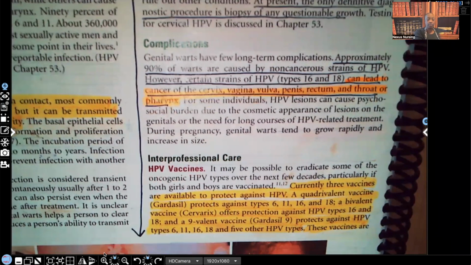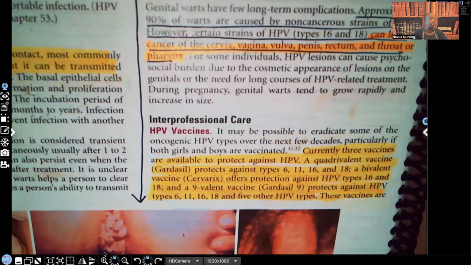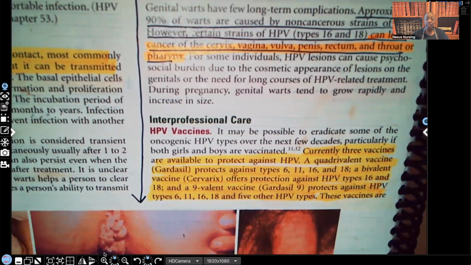Interprofessional care. In nursing, in medicine, period, I've said this a million times, guys, it's always preferable to prevent than to treat. We'd rather prevent the patient from getting the disease or disorder than have to treat it, right? So let's talk about the HPV vaccines. Currently, they're available to protect against HPV.